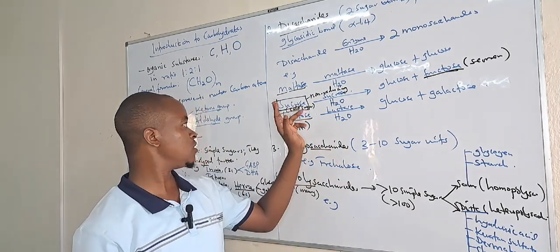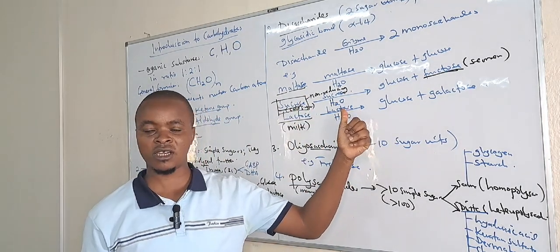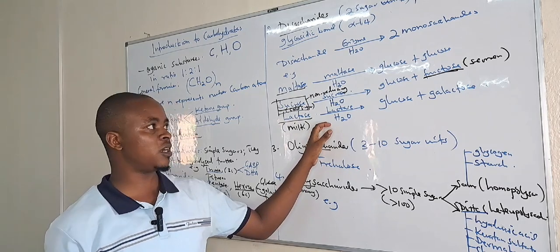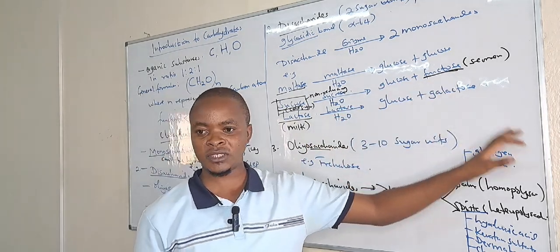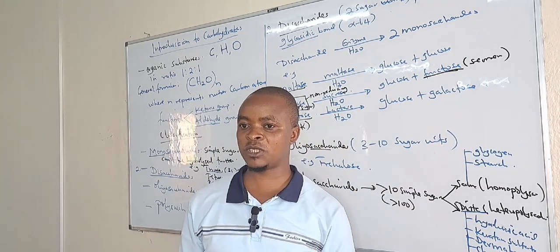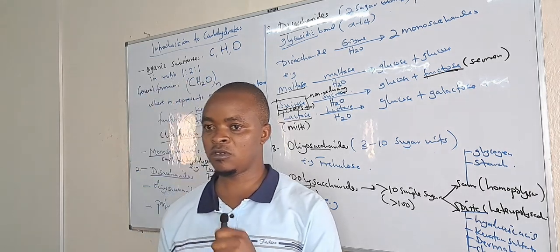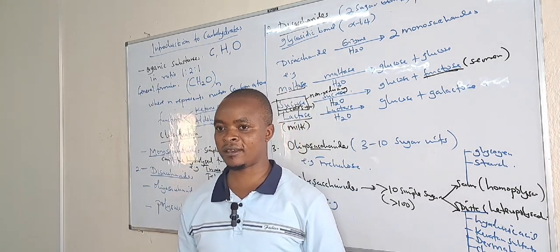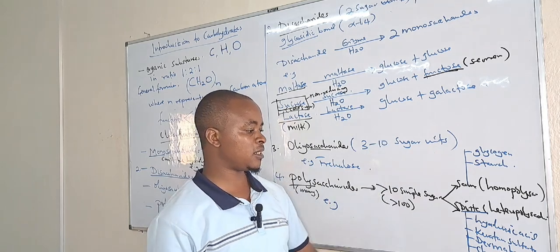Then we have said sucrose is the table sugar or cane sugar. Then lactose is milk sugar. And then fructose is found in semen, which gives the sperm energy to dash towards the egg. And this is the classification.